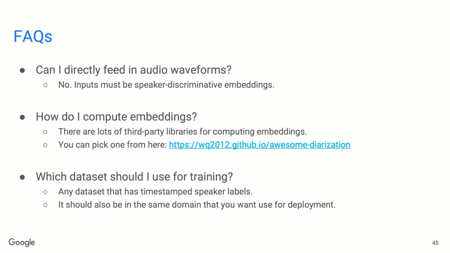Another one, which dataset should I use for training? Basically, any dataset with both speech and time-stamped speaker labels will do. Also, each utterance must have more than one speaker, for sure. I also listed many public datasets on the Awesome Diarization website. Which one should you use? It really depends on the domain where you want to deploy this system.